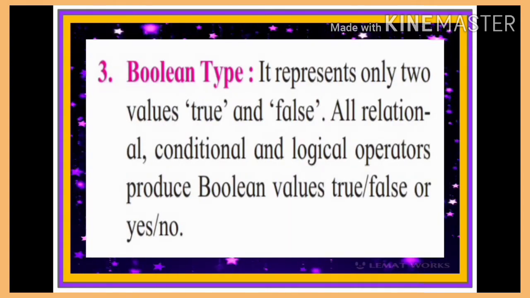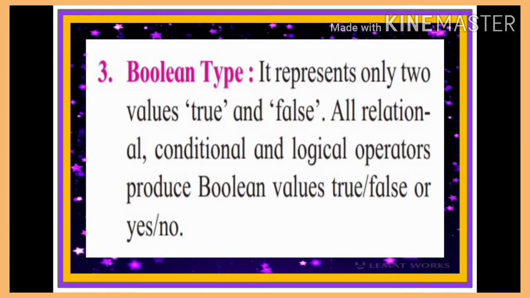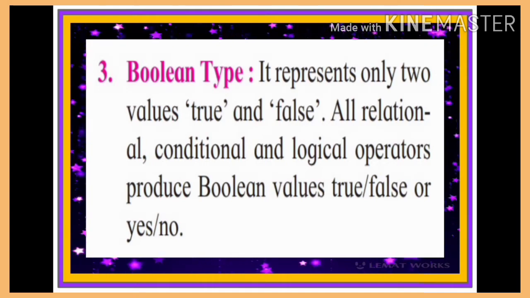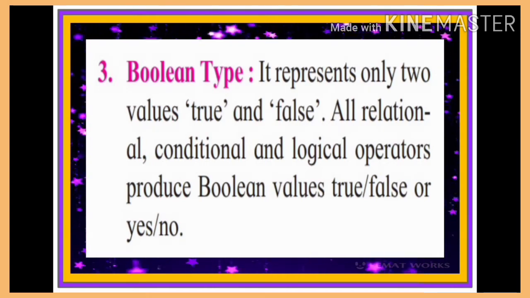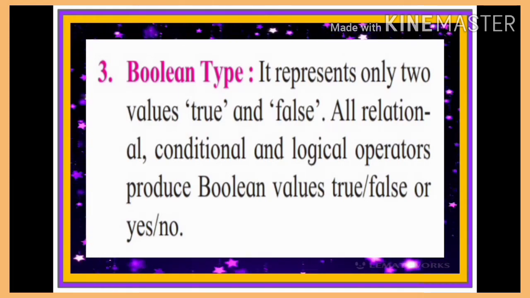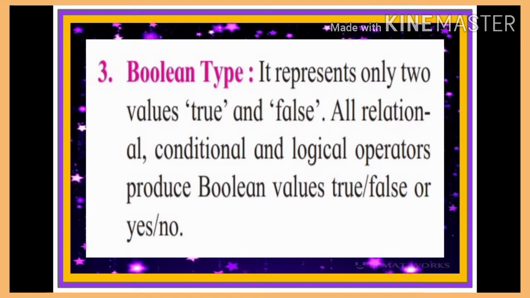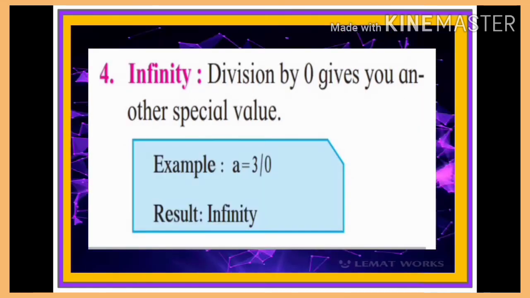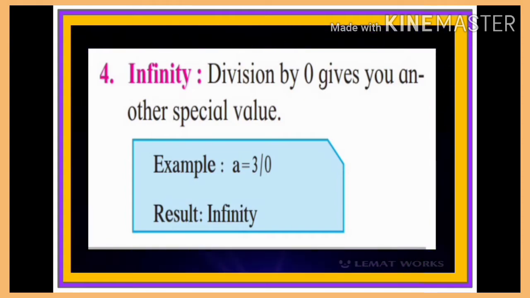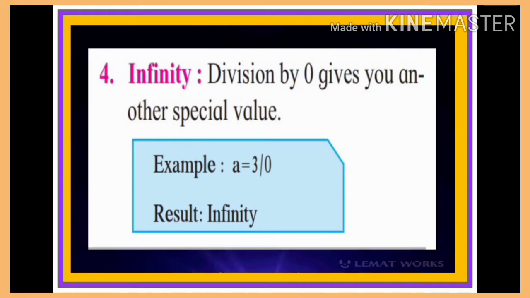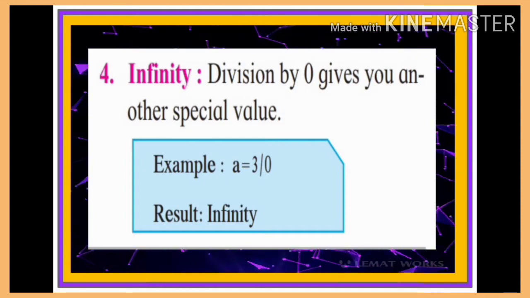The next type is boolean type. It represents only two values, true and false. All relational, conditional and logical operators produce boolean values, true or false. Means the boolean type returns two values, either true or false. Next is infinity. Division by 0 gives you another special value. Example, a equal to 3 divided by 0. The result is what? Infinity. So the infinity data type holds infinity values.